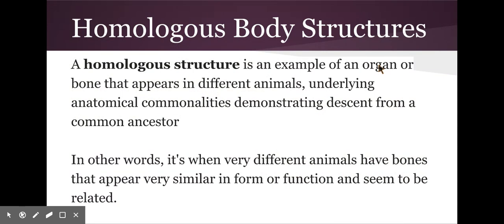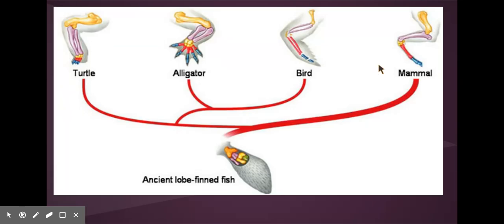So the next thing we have is the homologous body structures. A homologous structure is an example of an organ or bone that appears in different animals, underlying anatomical commonalities demonstrating a descent from a common ancestor. Basically what this means is that different animals have bones that appear very similar in form or function and seem to be related. So for animals, we look at their legs or their arms, and we compare them to a lot of different organisms.